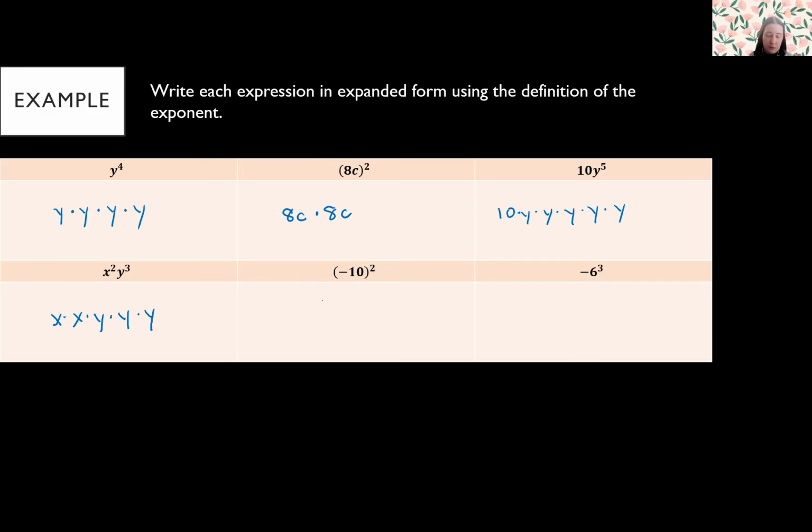Next, we have in parentheses -10 squared. Since it's in parentheses, that negative is part of the exponent. So this is telling us we're doing -10 times -10 because it's squared.